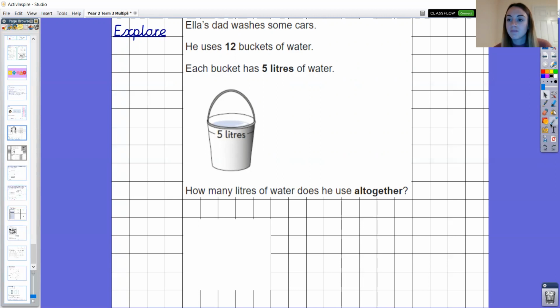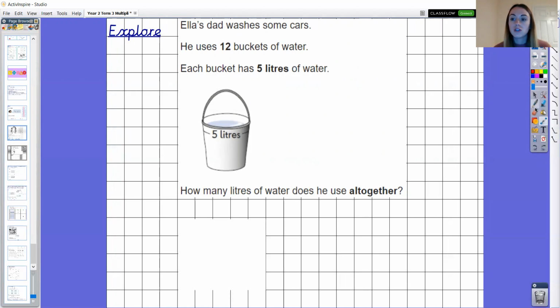So let's read it again. We're going to highlight our information. And as you can see, sometimes in the word problems, the key information is already in bold, which is really helpful. So Ella's dad washes some cars. He uses 12 buckets of water. Each bucket has 5 litres of water. How many litres of water does he use altogether?